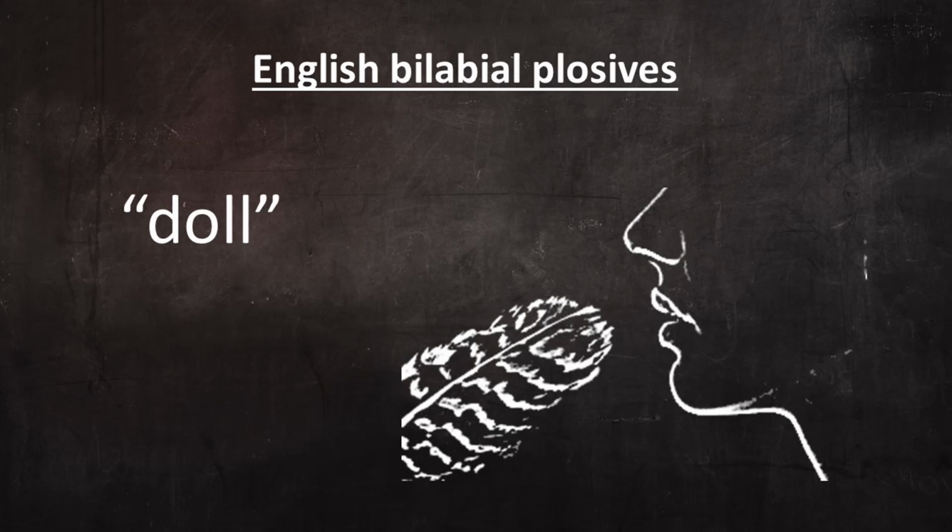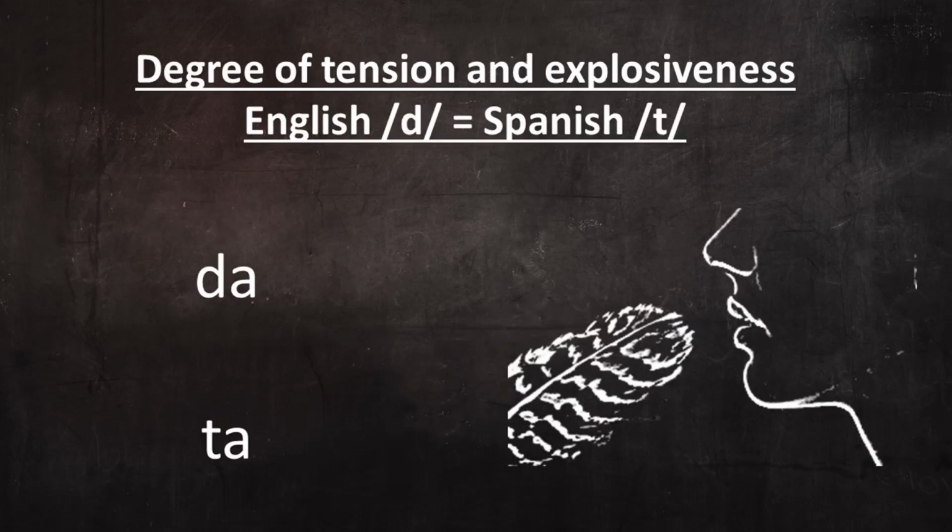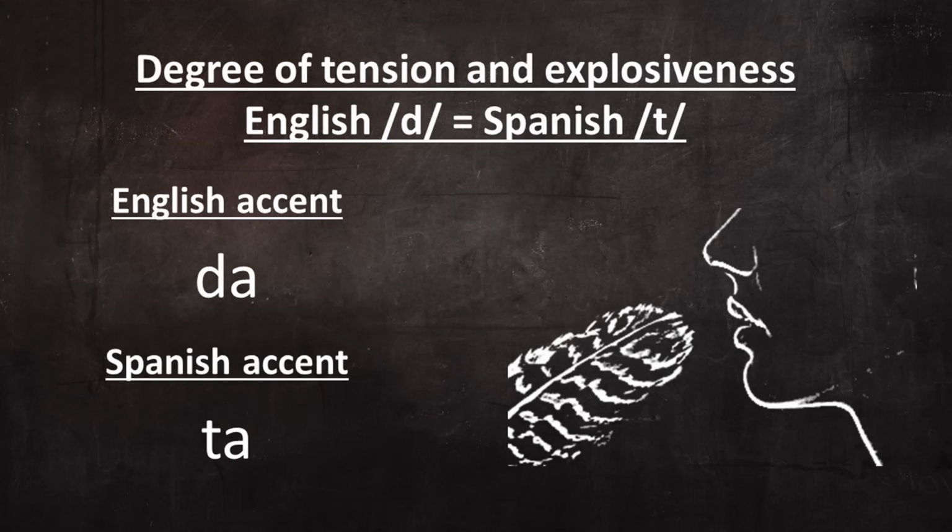So the degree of tension and plosiveness of the English D sound is similar to that of the Spanish T sound. Listen to these two syllables, this one pronounced with an English accent and this one pronounced with a Spanish accent. Da, da, da, da. I hope you were able to hear that the amount of tension and explosiveness of these two sounds is about the same, even though the point of articulation is different.